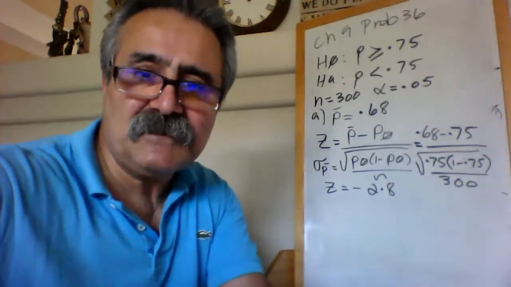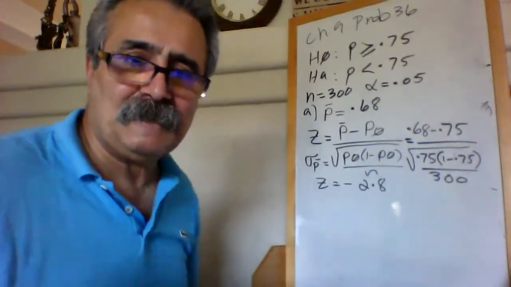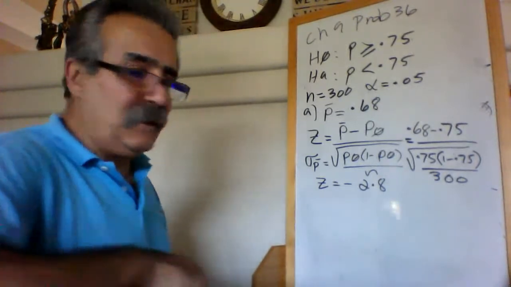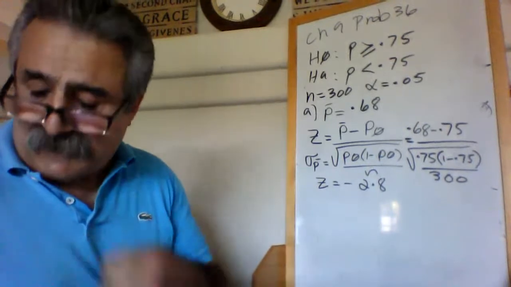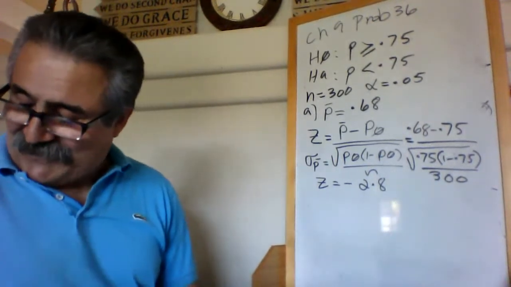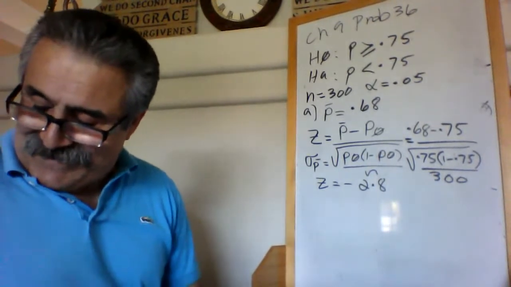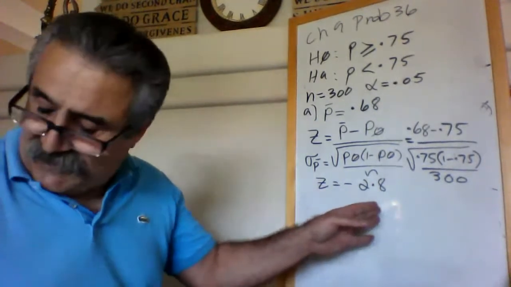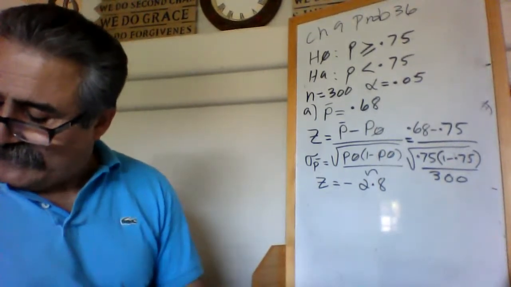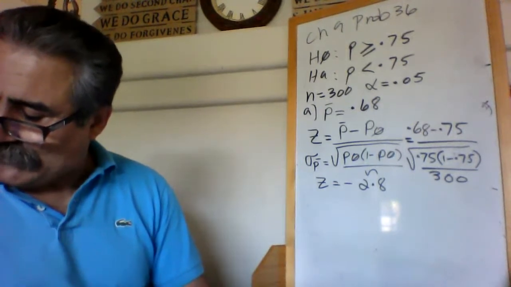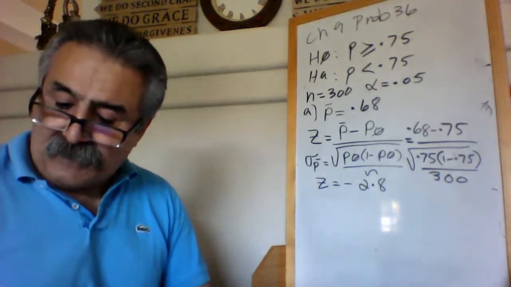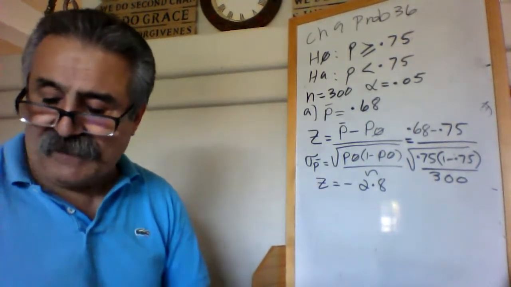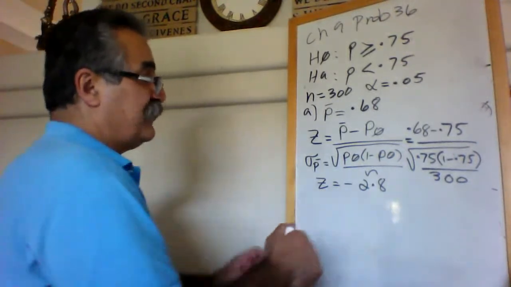Okay, we're in business. So problem number 36, part A, z came out to be negative 2.8. They want us to go ahead and compute the p-value and state your conclusion for each of the following samples. So we have to go ahead and find out what the p-value would be for negative 2.8.